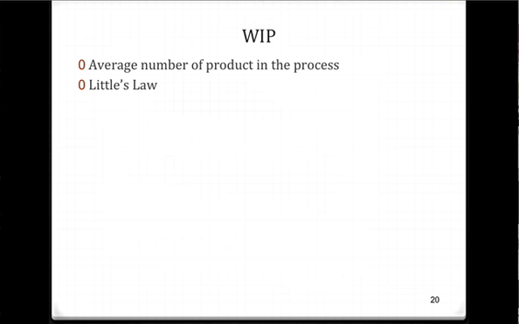What about the work in process that we see in our system? And as we said, that can vary quite a bit. The best way to look at that is the average number of product that we have in our process. And as you recall, Little's law gives us a way, no matter what our system looks like or is configured, it's a universal law that on average tells us something about the flow.